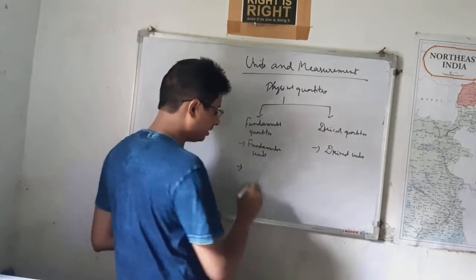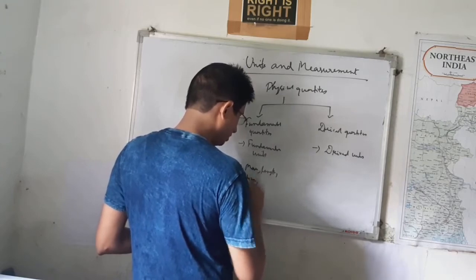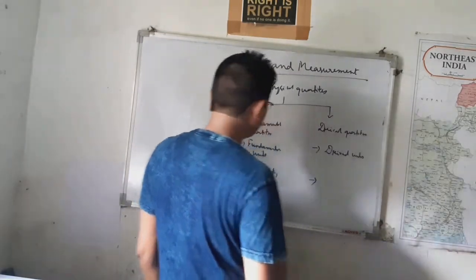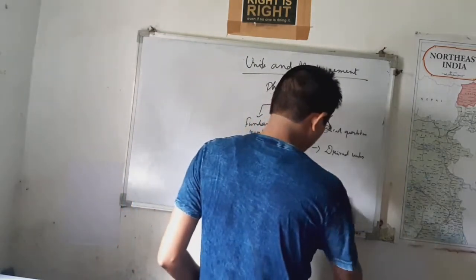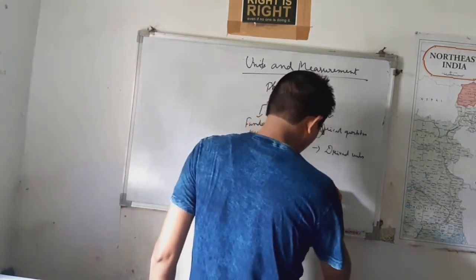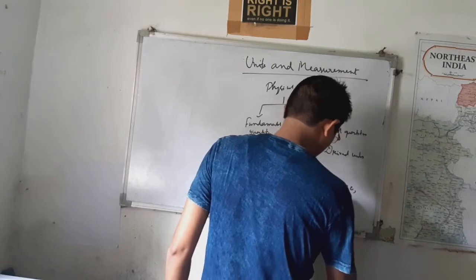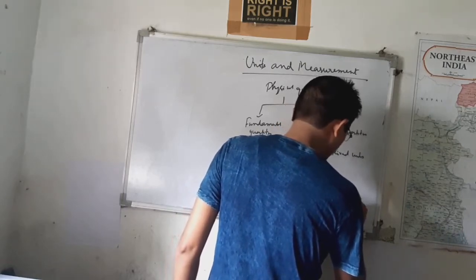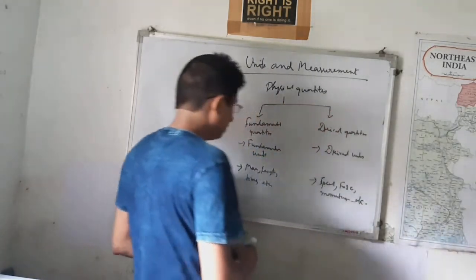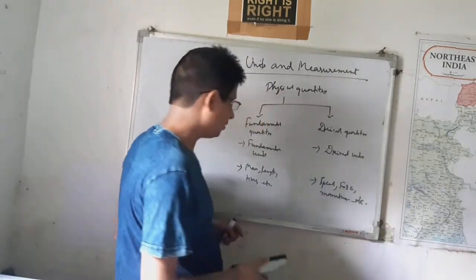An example of fundamental quantities are mass, length, time, etc. Examples of derived quantities are speed, force, momentum, and so on. In this way, we can classify physical quantities according to their measurements.